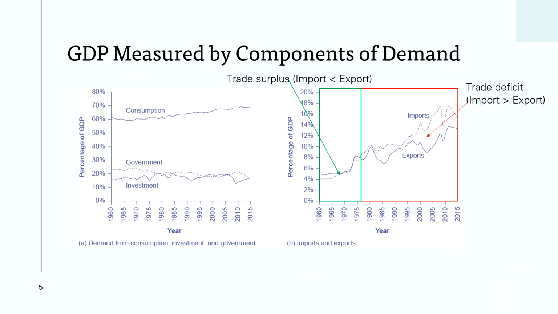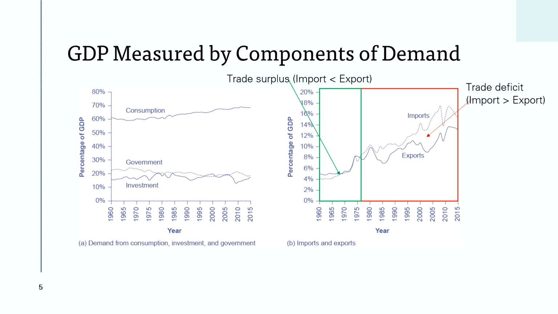Let's look at how each component of GDP contributes to the US economy over time. On the left graph, you can see the long-run shares of consumption, investment, and government spending as a percentage of GDP from 1960 to 2015. The key fact is that consumption consistently makes up the largest portion of GDP, usually between 60% and 70%. Investment and government spending are much smaller.